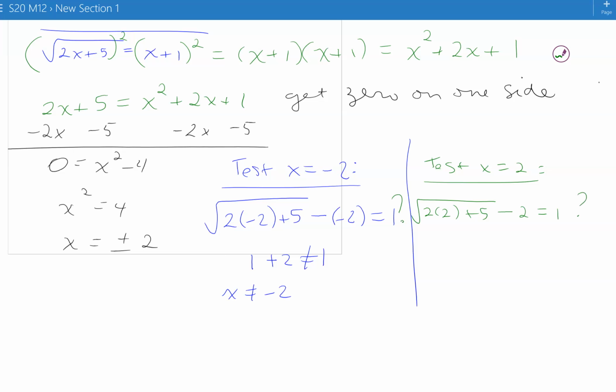I should have put a question mark here because I was writing a not true statement. So 5 plus 4 is 9. Square root of 9 is 3 minus 2 equals 1. So x equals 2 is the only solution to this equation.